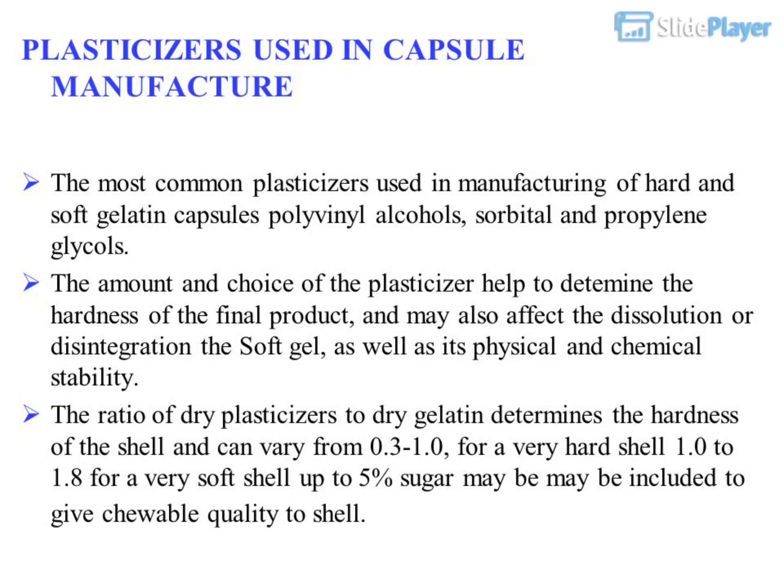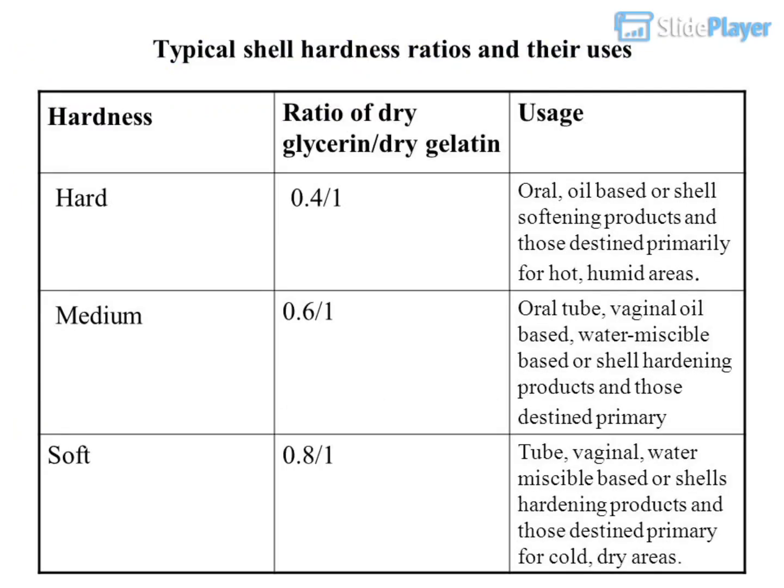The ratio of dry plasticizer to dry gelatin determines the hardness of the shell and can vary from 0.3 to 1.0 for a very hard shell, and 1.0 to 1.8 for a very soft shell. Up to 5% sugar may be included to give a chewable quality to the shell. Typical shell hardness ratios and their uses.